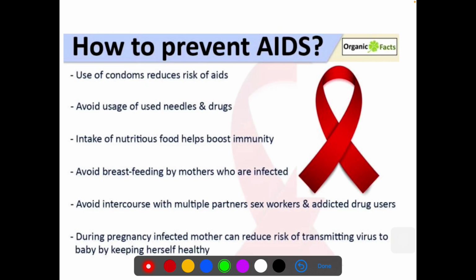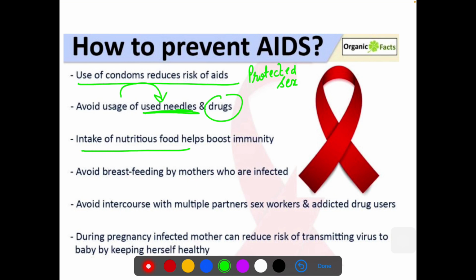So you can write down use of condoms. Definitely when two partners are involved in intercourse or sex, use of condoms, that is protected sex. Avoid use of used needles. Do not ever try to use already used needles and drugs. Intake of nutritious food, because this virus directly affects our immune system. So take nutritious food to boost and take care of the immunity, so that immunity can be strong.